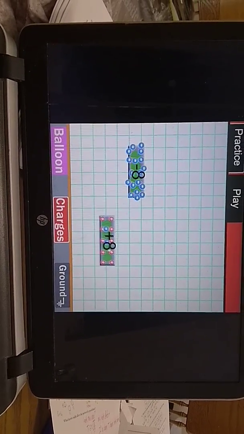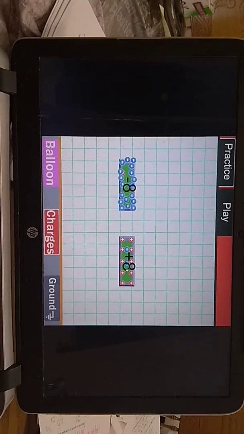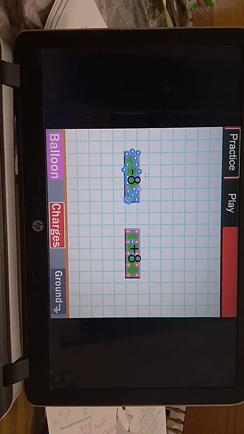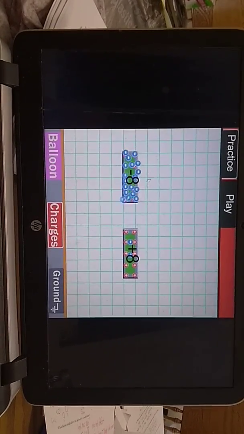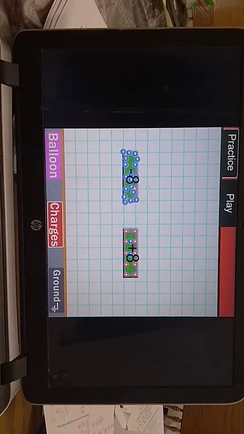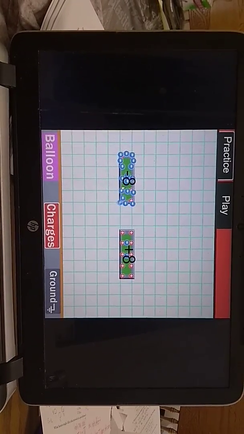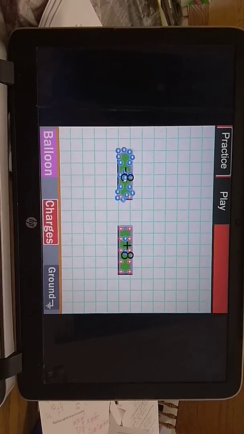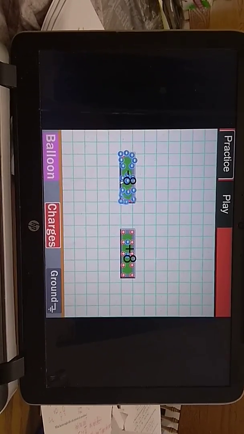And then, what do you think is going to happen if I make these two objects touch each other? What should happen is this has way too many electrons. This is the more negative one. This is the less negative one. It has way too many electrons. They want to spread out. If they touch, the electrons are going to go from this object to this object.